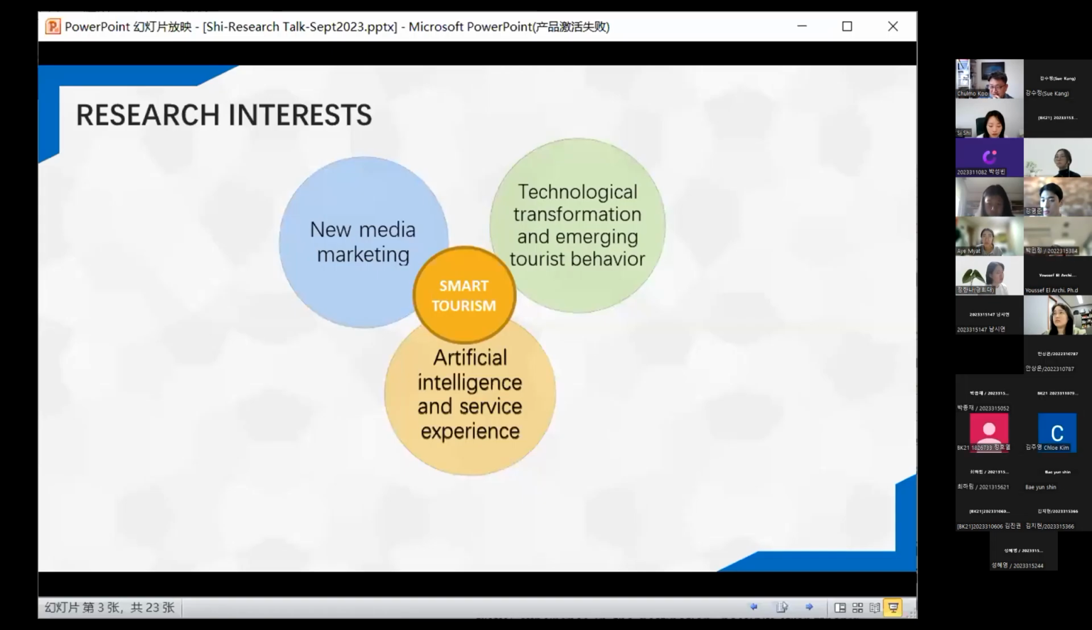I mainly focus on the application of technologies in the tourism context because I majored in management information systems for my bachelor's degree and PhD degree. So when I entered the field of tourism, I was thinking that I can make use of my background knowledge in IT adoption and transformation technology and investigate how they are applied in the tourism context. Based on that, I mainly explored three areas of research till now.